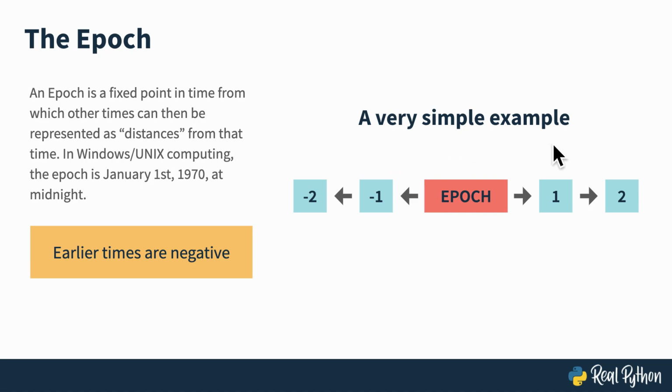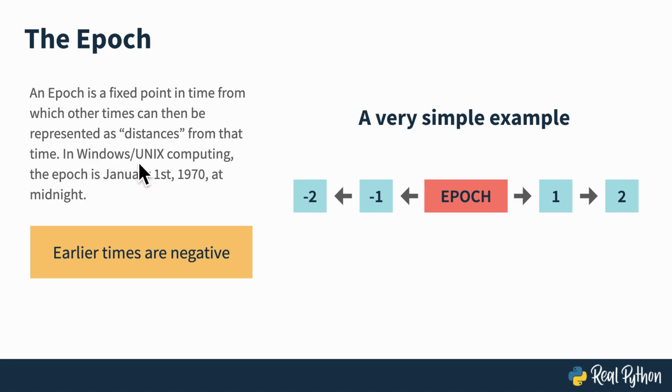So a very simple example is, if you set the epoch as today, and your unit of measurement as days, then tomorrow is simply one day from the epoch, and the day after tomorrow is just 2 days from the epoch, right? And then of course you could represent earlier times as negative, which is in fact how Python does this with floating point seconds. So you could say that yesterday was negative 1 days from the epoch, and the day before yesterday was negative 2 days from the epoch.